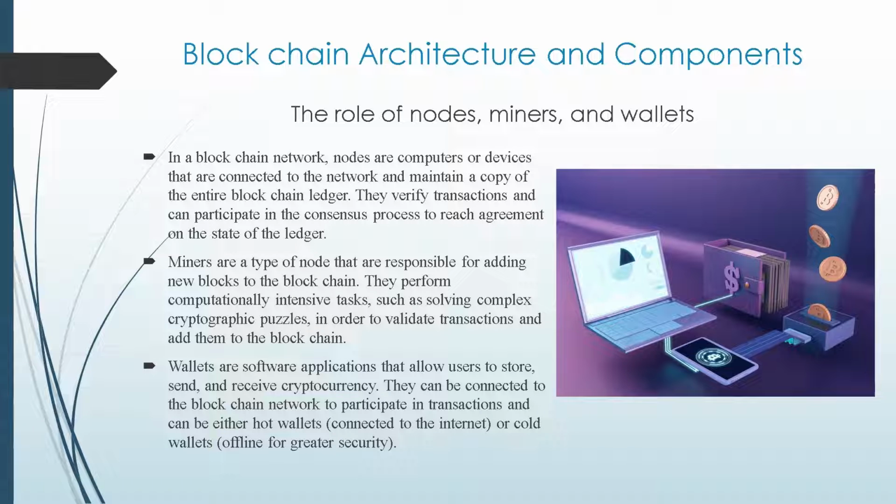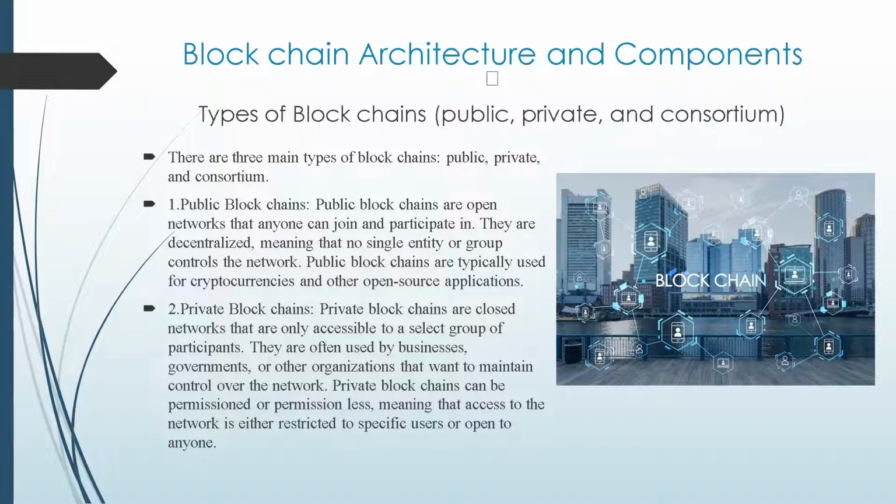They can be connected to the blockchain network to participate in transactions, and can be either hot wallets connected to the internet or cold wallets, offline for greater security. There are 3 main types of blockchains: public, private, and consortium. 1. Public blockchains. Public blockchains are open networks that anyone can join and participate in.